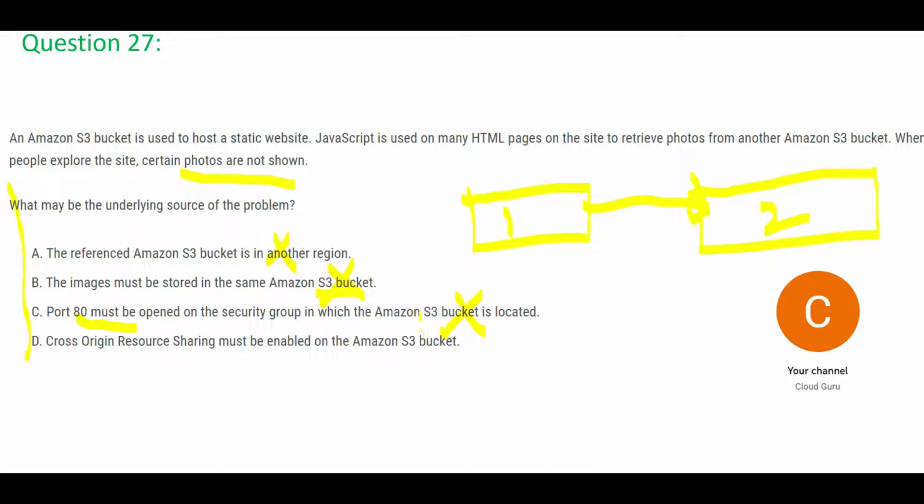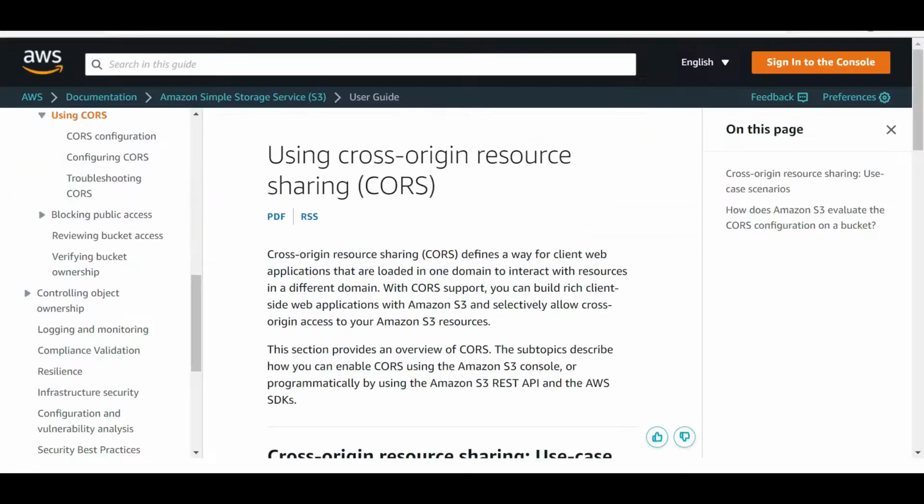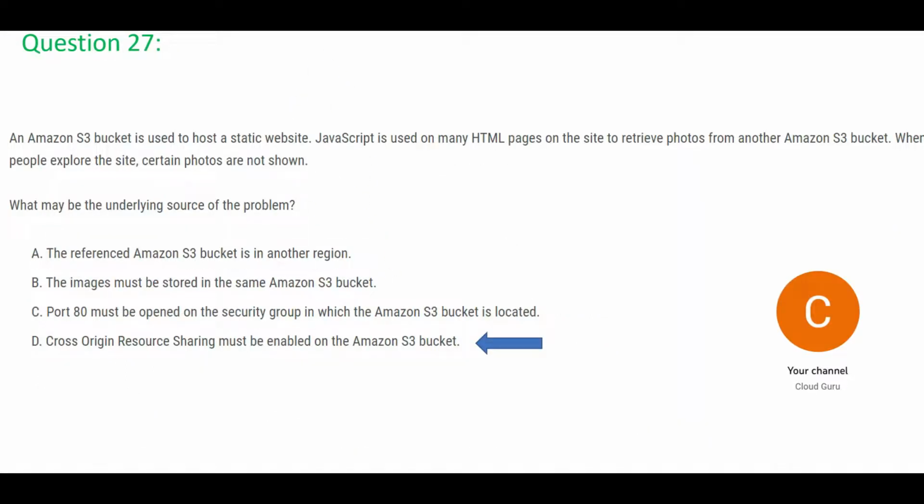So this, I don't think this is an issue because we are trying to communicate between two buckets. If you see here, it is trying to communicate between two buckets. Both are in the AWS environment, and hence we do not need port 80 as such to be explicitly configured. So the last option says use cross origin resource sharing. And this seems correct because whenever we have multiple S3 buckets or S3 resources, we should use CORS because it helps applications loaded in one domain to interact with resources in a different domain. And hence, this is my answer.